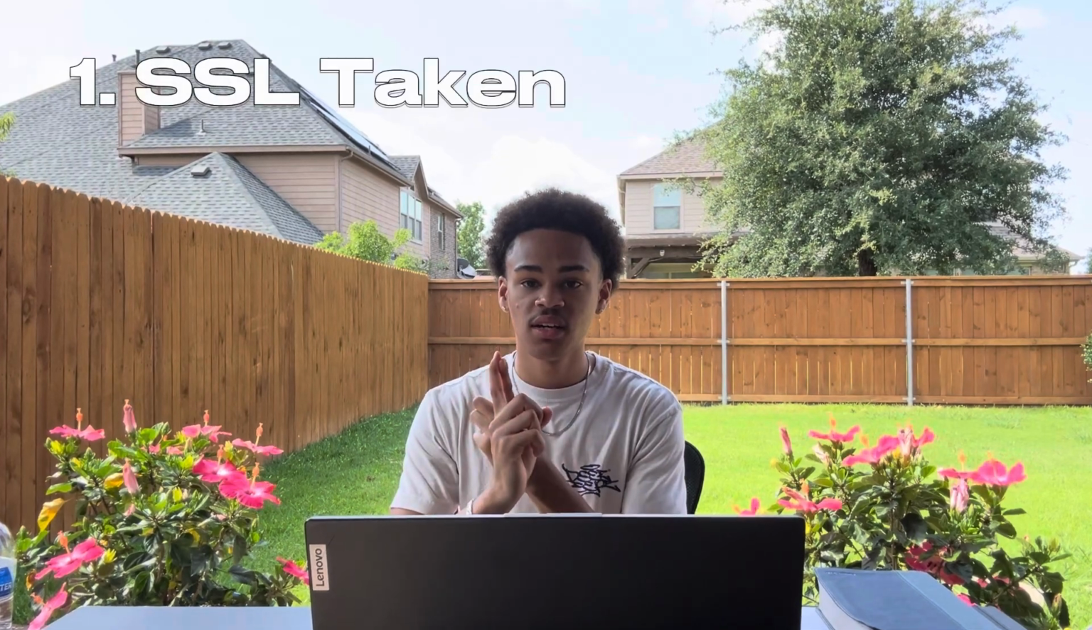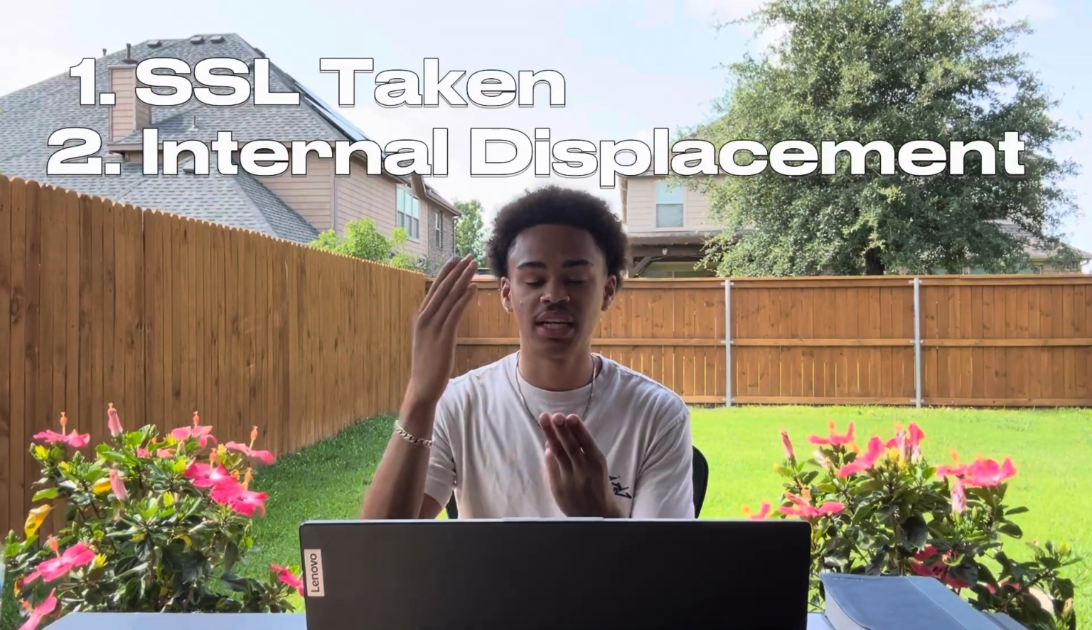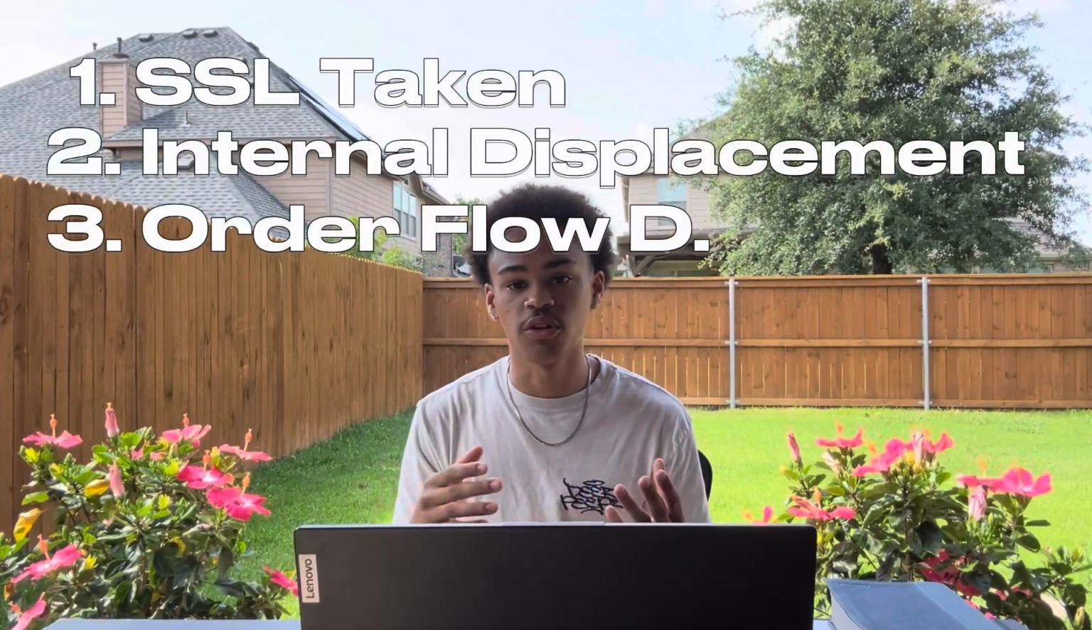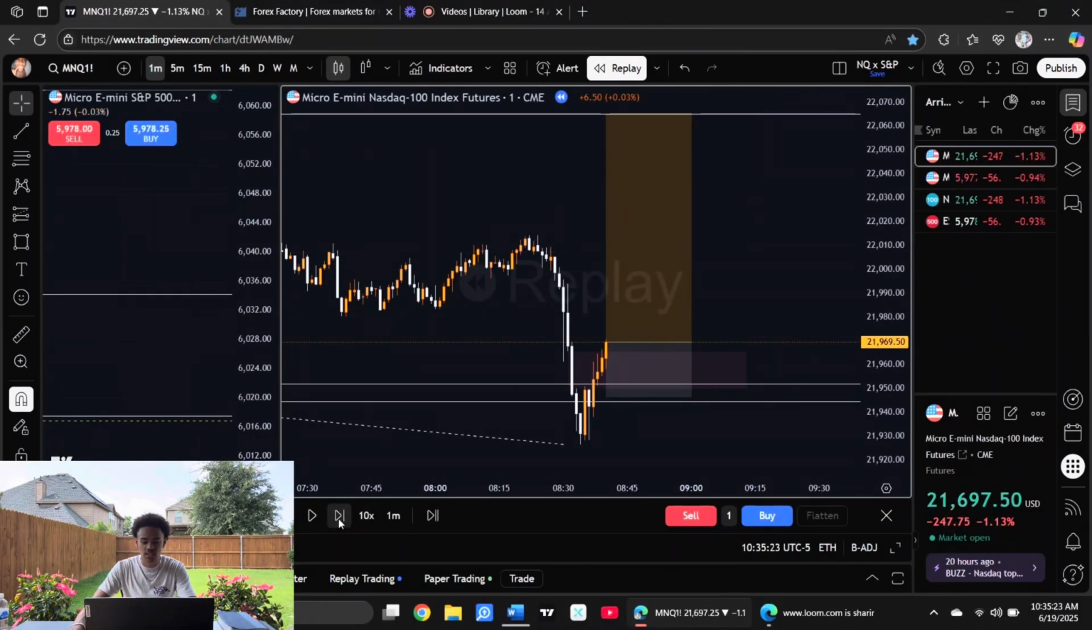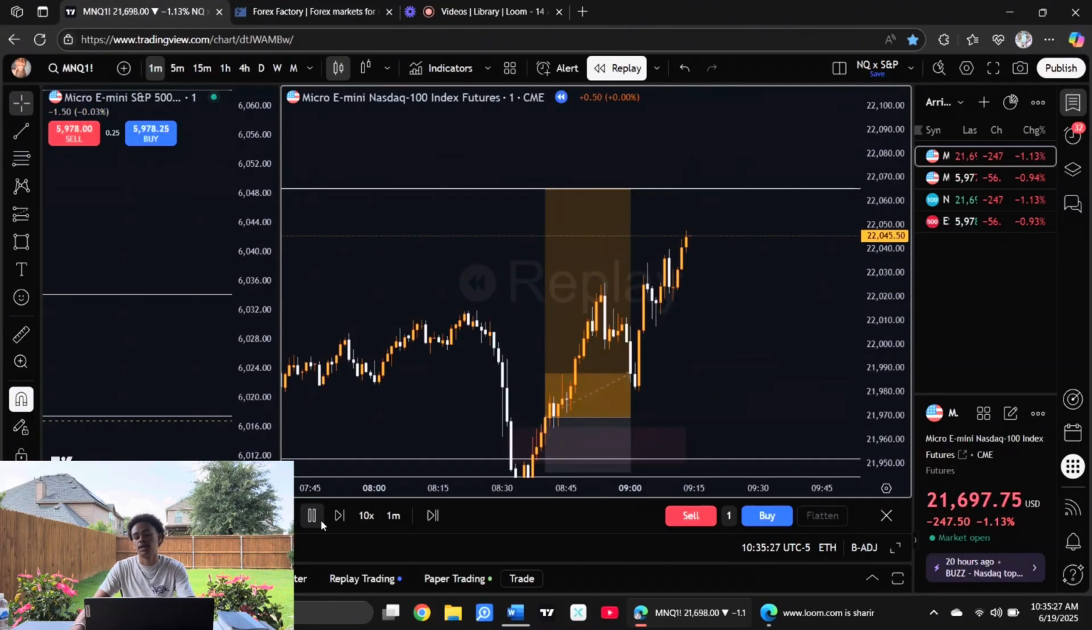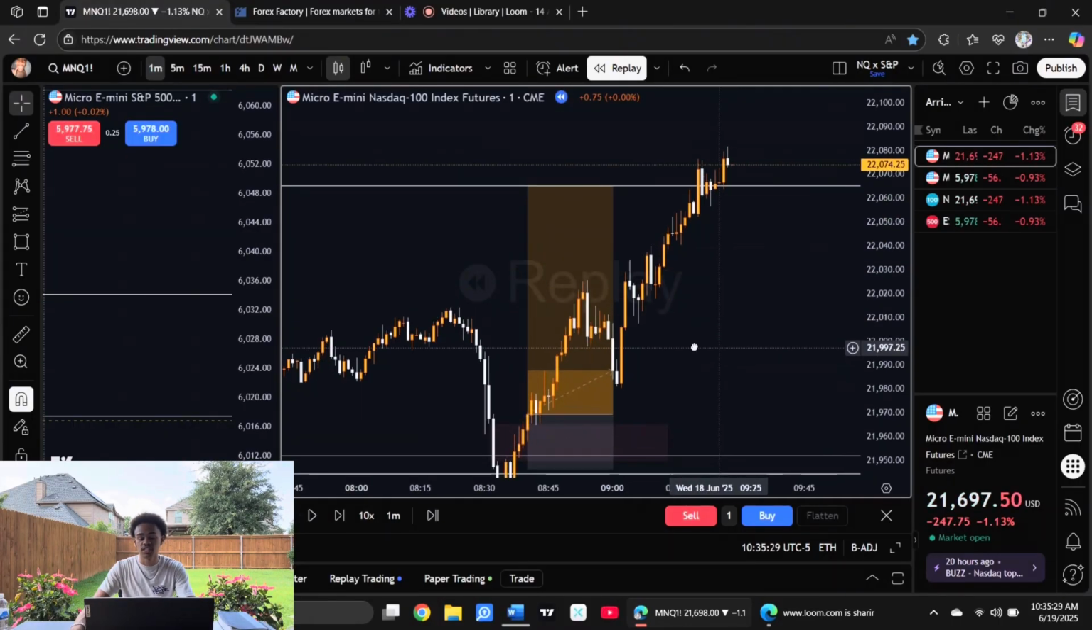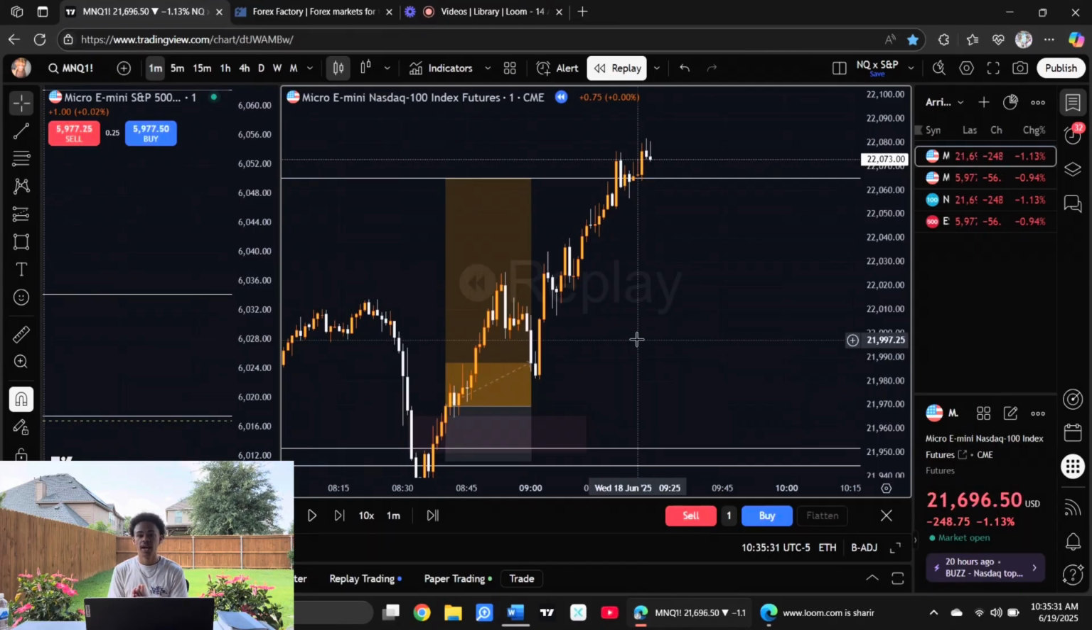We've seen sell side liquidity get taken. We've seen internal displacement, and we've seen a disrespect of bearish order flow after the displacement. So I enter longs, and as you can see, we go out and we take out that internal buy side liquidity. And just like that, news comes out at 1, but we took the trade way earlier than that. The reason that we took the trade earlier was because of this.